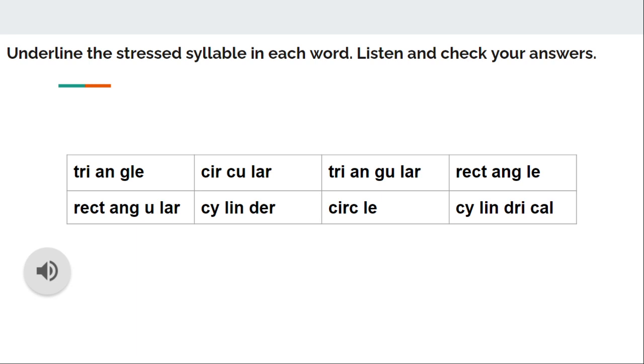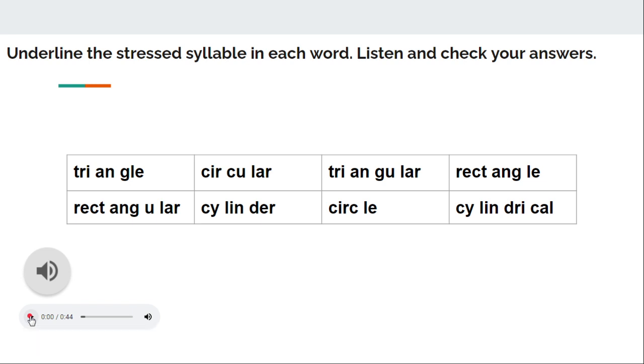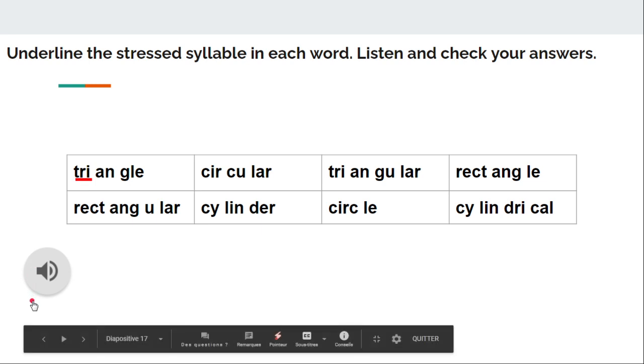Underline the stressed syllable in each word. Listen and check your answers. So we are going to listen to the pronunciation of each of these nouns and adjectives that describe shapes or forms. Unit 5, Recording 14.